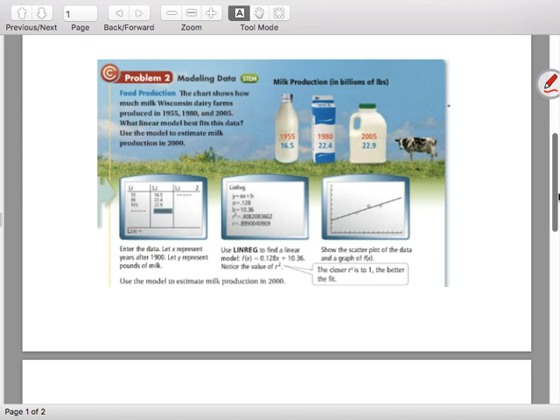It says, this is food production. The chart shows how much milk Wisconsin dairy farms produced in 1955. So you see 16.5, and this is in billions of pounds, okay? That's a lot of milk production. And in 1980, the Wisconsin dairy farms produced 22.4 billion pounds. And in 2005, they produced 22.9 billion pounds of milk. So I give you the model, and I want you to go ahead and rewrite it. It is right here, but the calculator will do this for us.